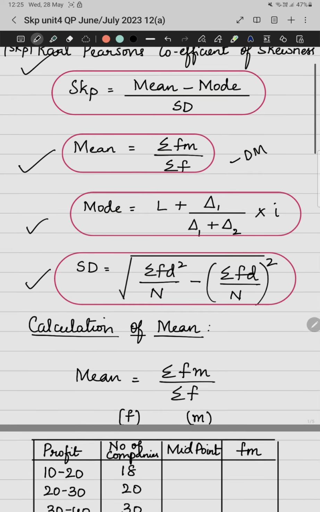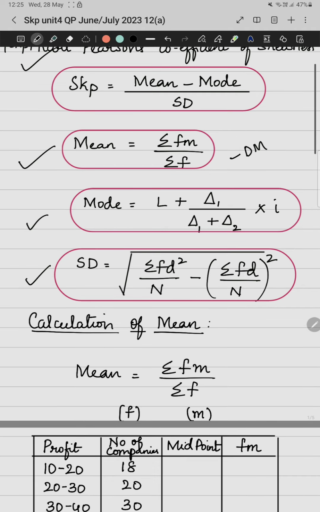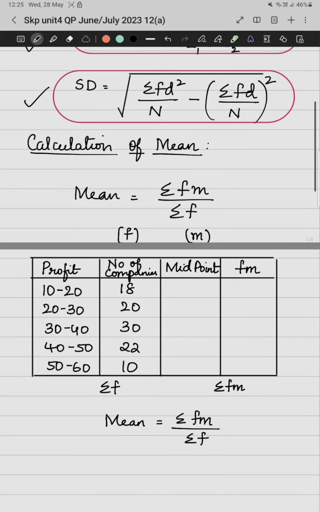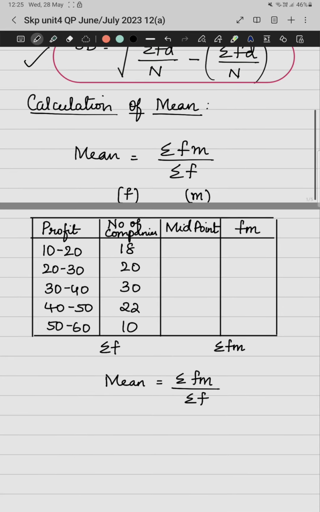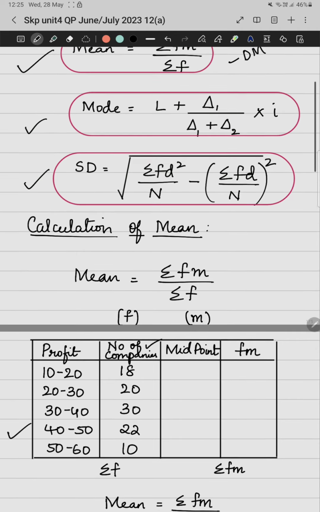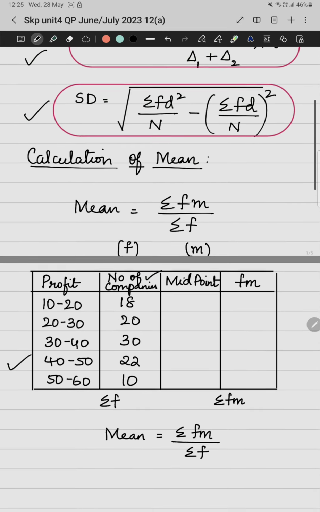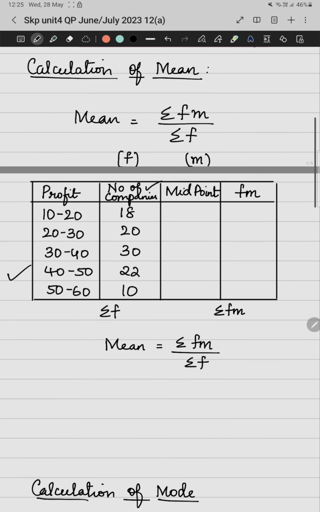Standard deviation is equal to under root summation fd square divided by n minus summation fd divided by n whole square. So calculation of mean: the formula is, as I've already said, summation fm divided by summation f. As given in the question, I have written the variable and the frequency. Profit is the variable, number of companies is the frequency. So always learn the formula. Formulation of the table will be very simple.